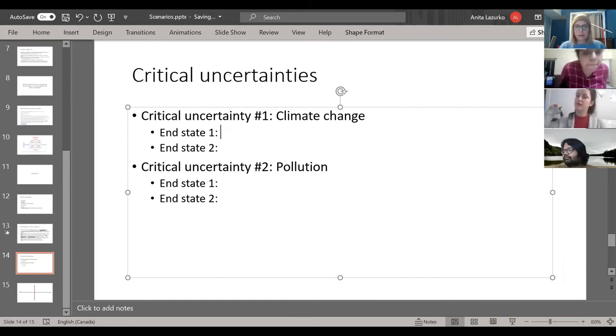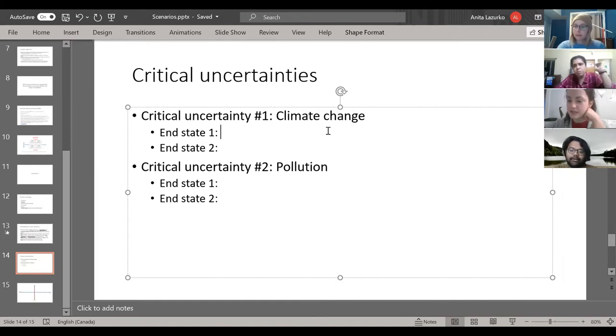So for climate change, maybe we can just keep using the chat since that's effective, though I would love to hear people's voices if they feel they want to share. No wrong answers here. There's a bunch of ways you can define different end states for these uncertainties.